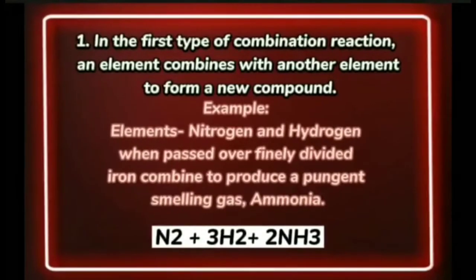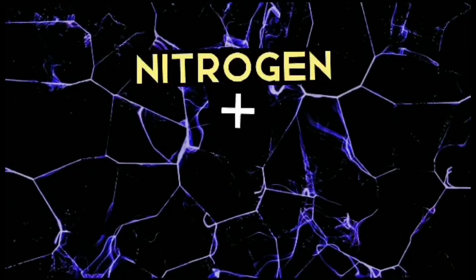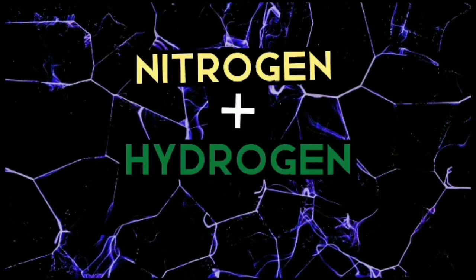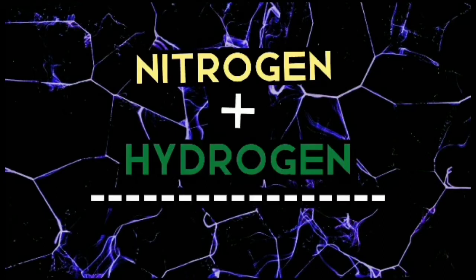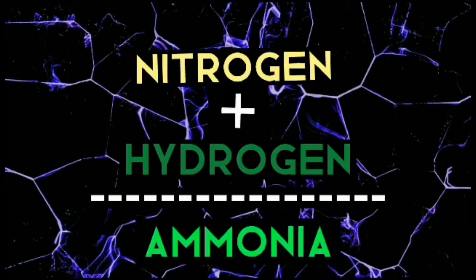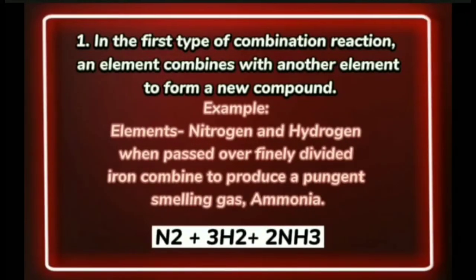The first type of combination reaction: an element combines with another element to form a new compound. For example, the elements nitrogen and hydrogen, when passed over finely divided iron, combine to produce a pungent smelling gas, ammonia. For example, nitrogen is yellow plus hydrogen is green, equals yellow-green. This yellow-green is called ammonia. Nitrogen plus hydrogen equals ammonia. The symbol is N2 + 3H2 → 2NH3.